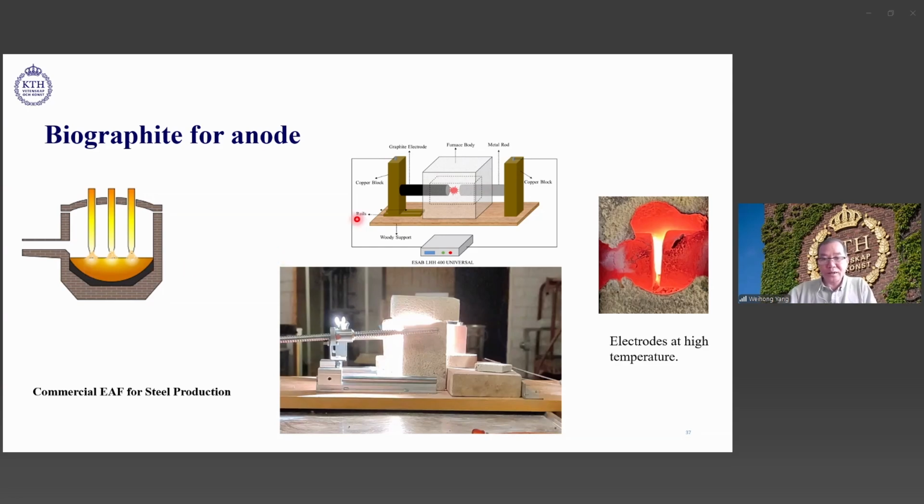We did the testing in the laboratory at KTH in a similar way. Here you form a graphite produced by ourselves, then you use the metals, and we try to use this casting metals to see how much you can use.